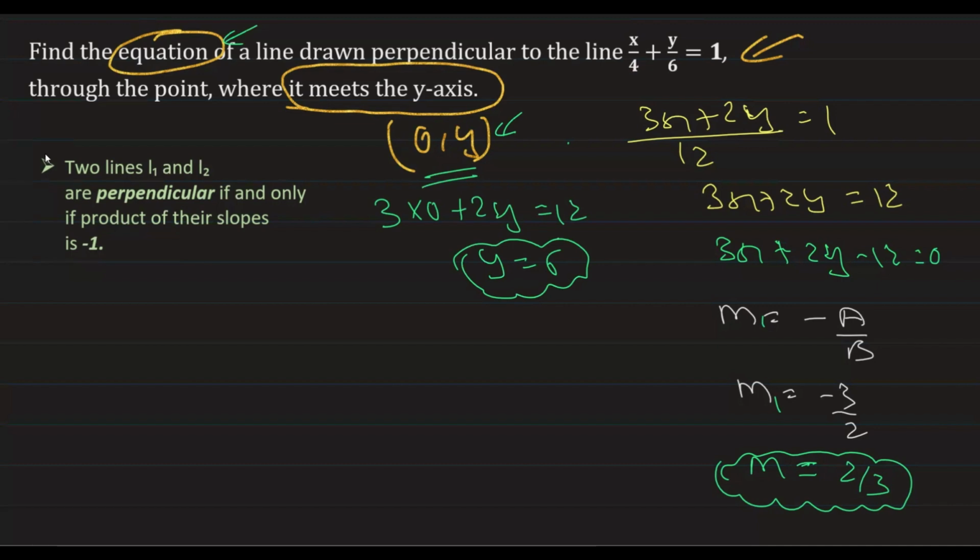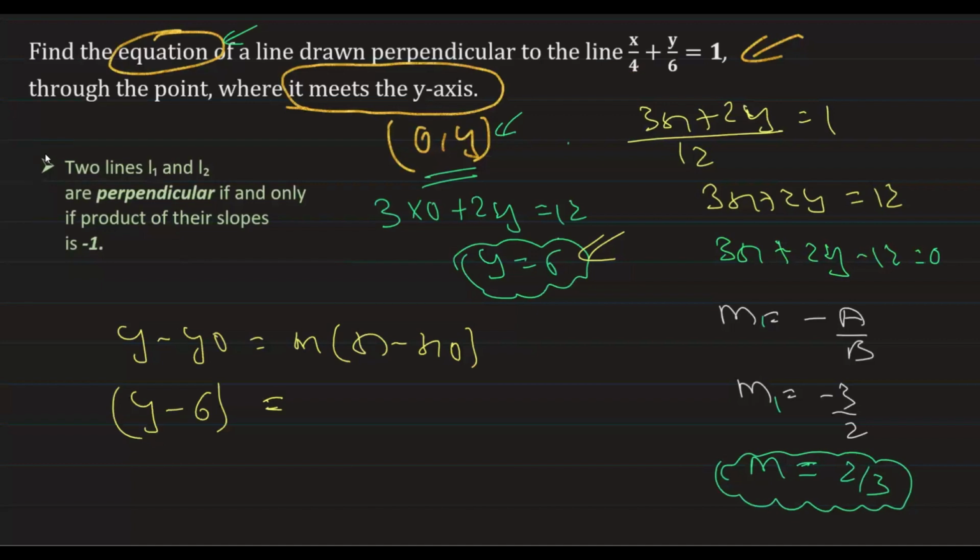Now I'm going to use this formula that y minus y naught, that is slope point form, is equal to m times x minus x naught to obtain the equation. Y minus y naught is what? y minus 6 is equal to m is what? 2 over 3, x minus x naught, and x naught is 0.